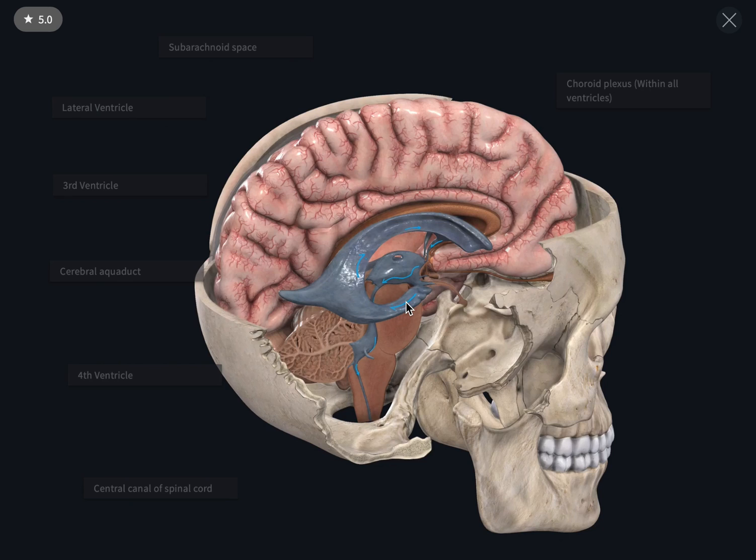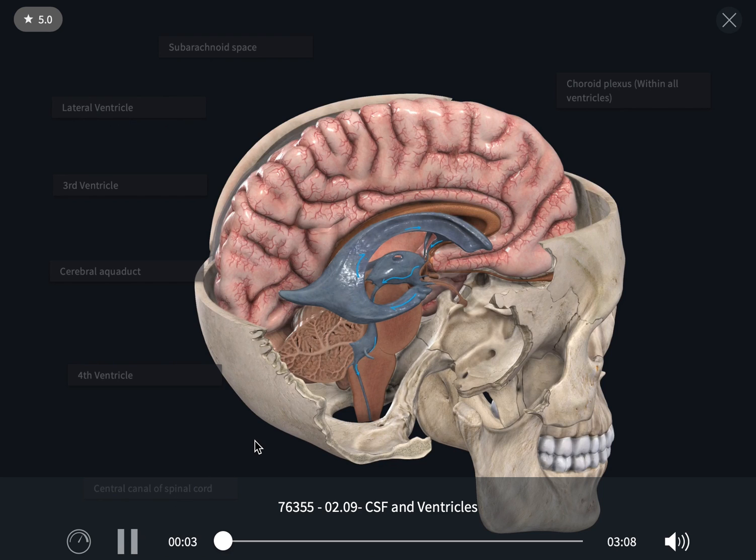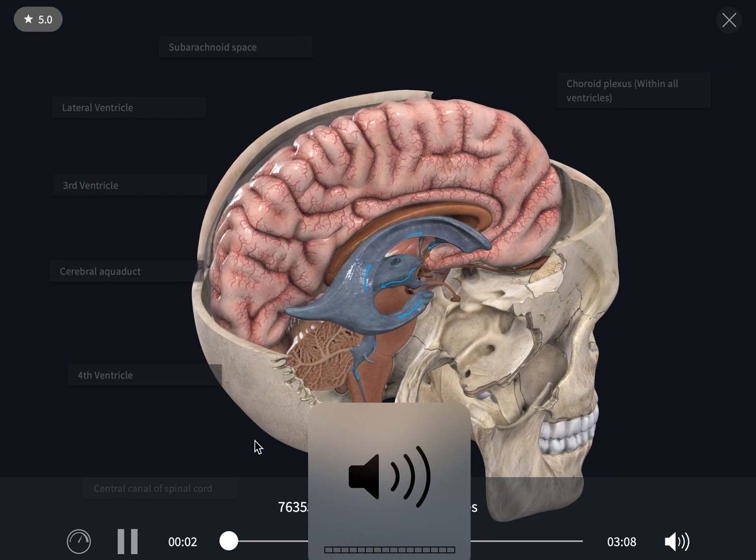This is from Complete Anatomy. I found it really helpful to learn the CSF flow in the ventricular system. After this video, which is about a minute and a half, we'll talk about common causes of hydrocephalus and the two different types. A ventricle is a hollow part or cavity within an organ.